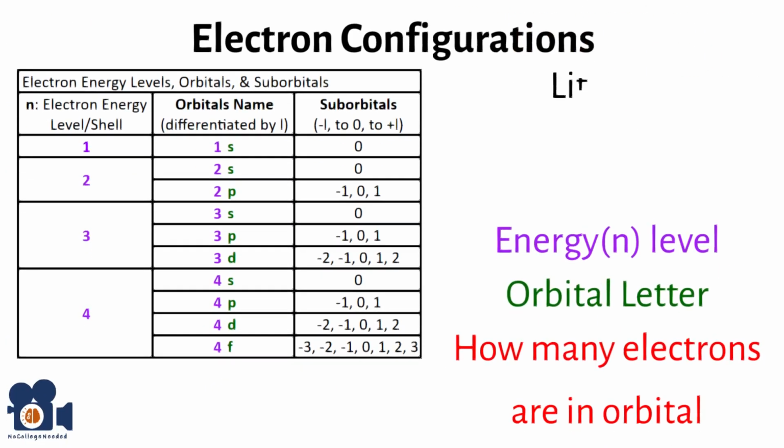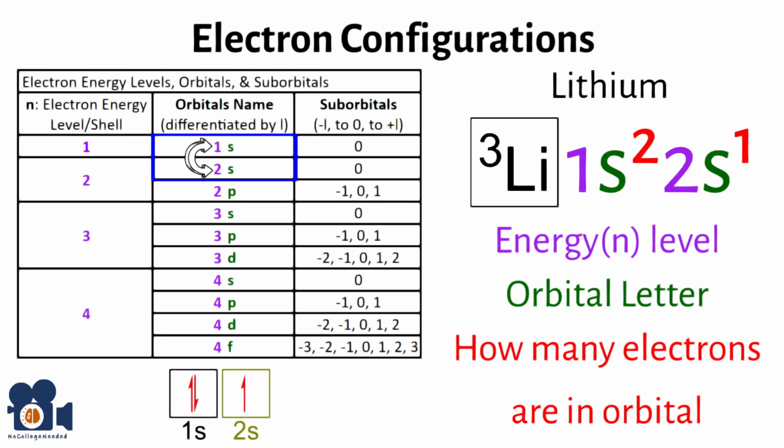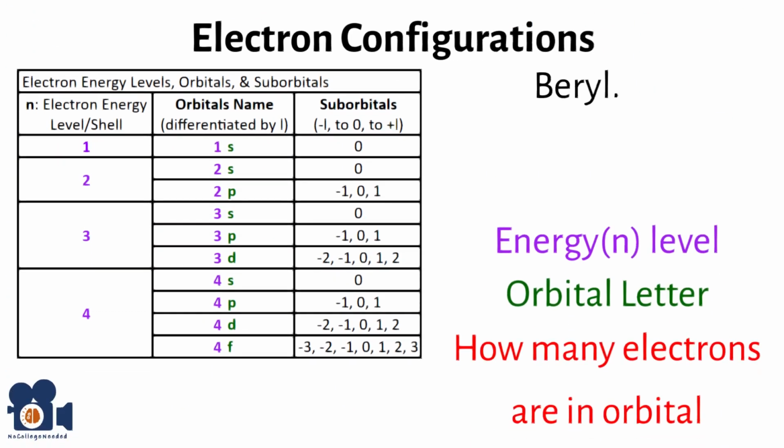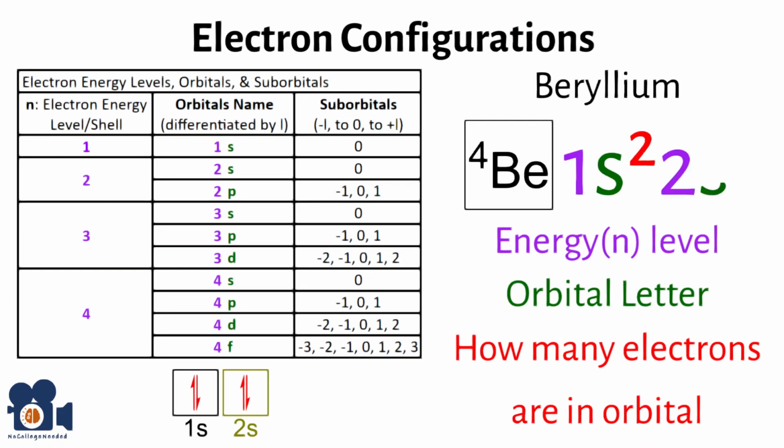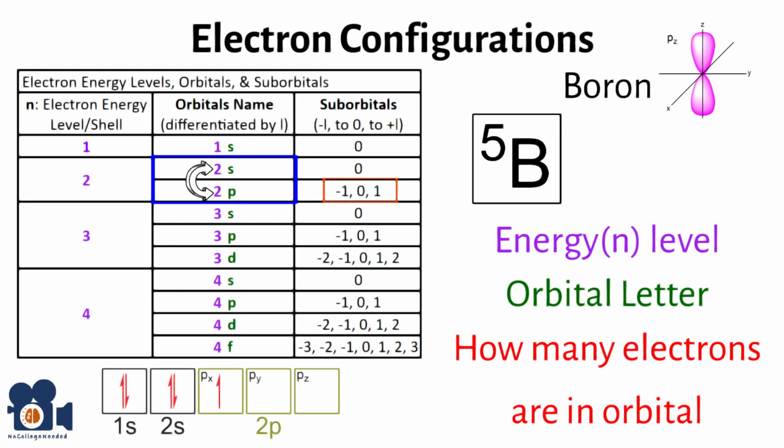Lithium has 3 electrons, and this is the first time we move up an energy level since the first is full with 2 electrons. The third electron of lithium goes into the 2s, and we get 1s2, 2s1, since we must keep track of where the other electrons are. Beryllium has 4 electrons, so we get 1s2, 2s2. With boron, we move into the p orbitals, and there are 3 suborbitals in the p orbitals, px, py, and pz, and it gets 1s2, 2s2, 2p1.